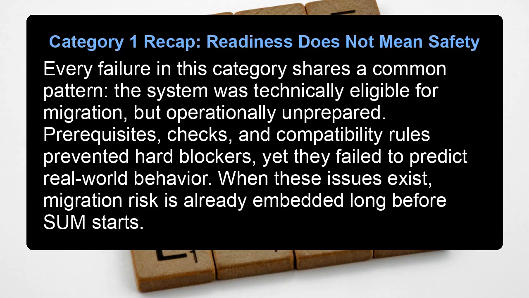Every failure in this category shares a common pattern. The system was technically eligible for migration, but operationally unprepared. Prerequisites, checks, and compatibility rules prevented hard blockers, yet they failed to predict real-world behavior. When these issues exist, migration risk is already embedded long before SUM starts.